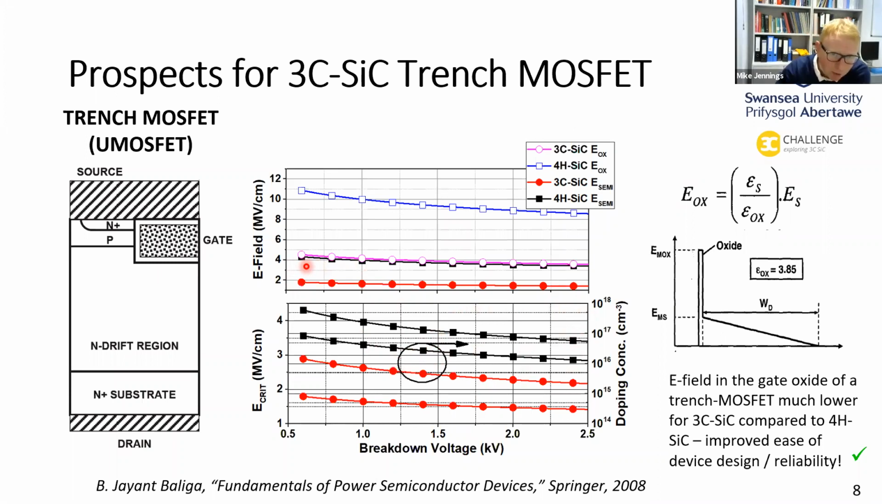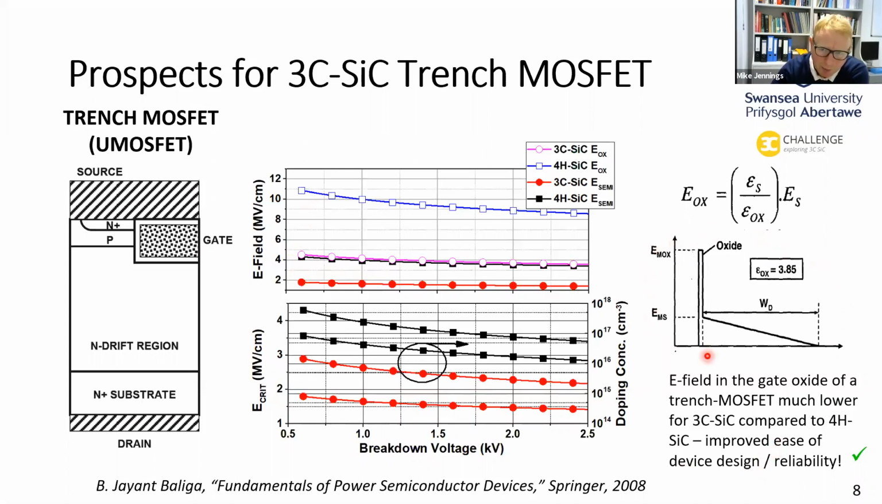So for these lower voltage devices, and this is where we're operating in terms of cubic silicon carbide, up to about 1,000 volts, there's a real advantage for 3C silicon carbide in that the requirements for field mitigation in the oxide are a lot lower than they would be for 4H silicon carbide.